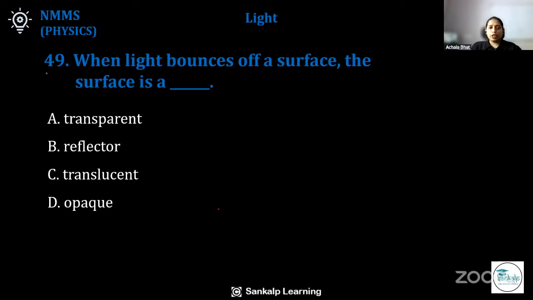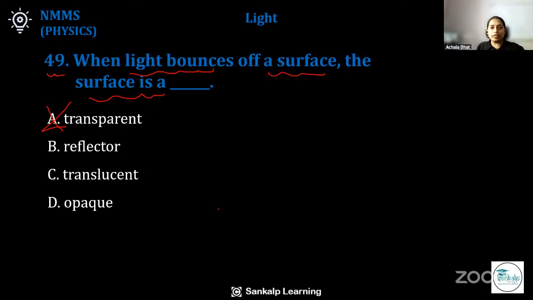Let us see question number 49 of NMMS Physics chapter Light. When light bounces off a surface, the surface is a dash. Okay, when light bounces off a surface, then the surface is option A transparent. See, if that surface is transparent, then that light doesn't bounce back. Here, if you consider glass, glass is transparent. When light passes through that glass, it doesn't bounce back. Therefore, option A is wrong.